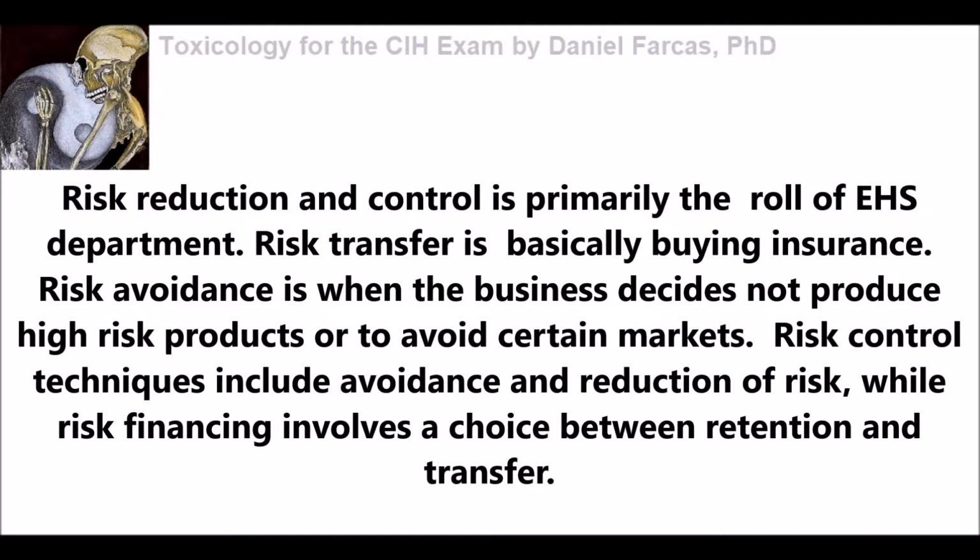Risk reduction and control is primarily the role of the Environmental Health and Safety Department. Risk transfer is basically buying insurance. Risk avoidance is when the business decides not to produce high-risk products or to avoid certain markets. Risk control techniques include avoidance and reduction of risk, while risk financing involves a choice between retention and transfer of risk.